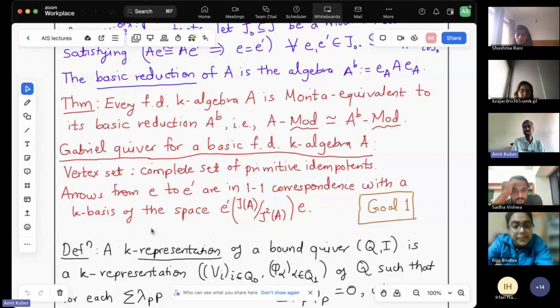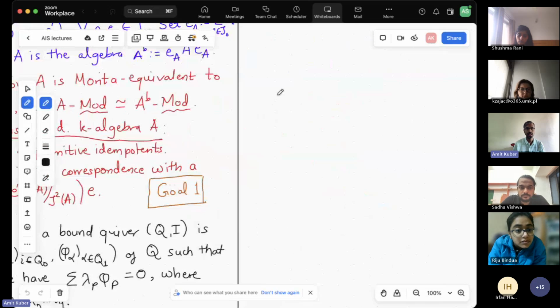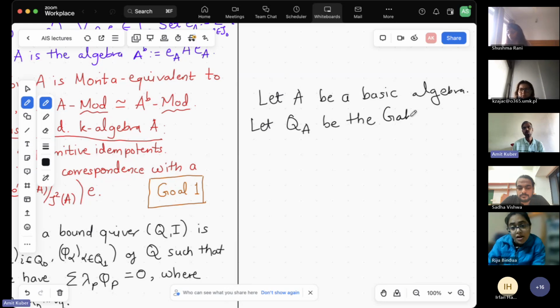Now the idea for constructing the ideal, because the quiver alone is not enough. We also need an admissible ideal apart from that. So how do we obtain this admissible ideal? Let me quickly show you. Let A be a basic algebra, and I'm using the notation of Assem, Simson, and Skowronski, and let Q_A be the Gabriel quiver.